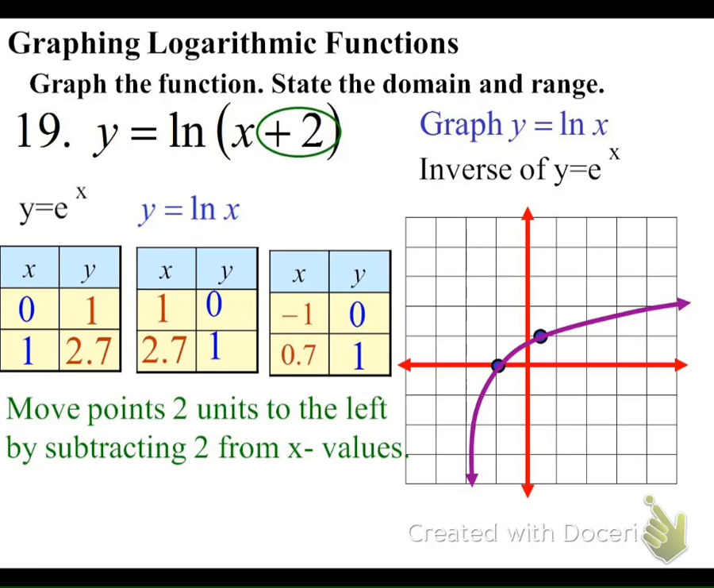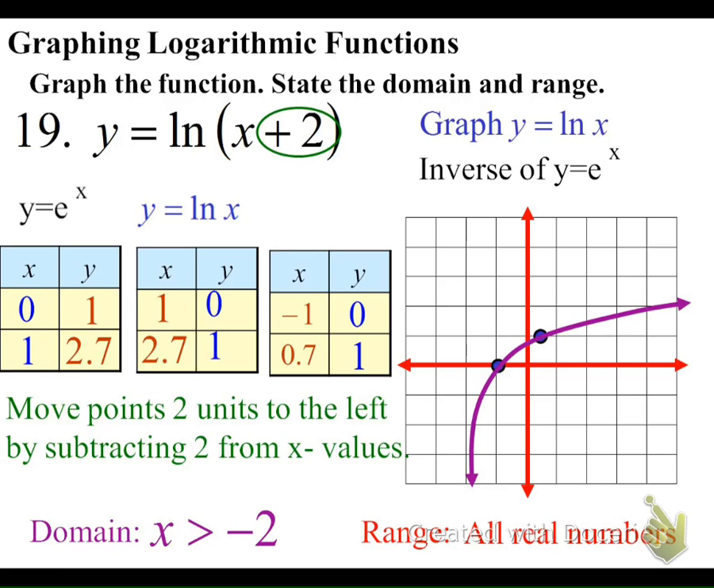We good? Is your hand up? No? Okay. What's the domain? The domain is usually all the x values greater than 0, but I moved everything to the left too. Greater than -2. Since you moved everything to the left 2, now your domain has to also move to the left 2, so it's the values greater than -2. Your range stays all real numbers. The range has not changed.